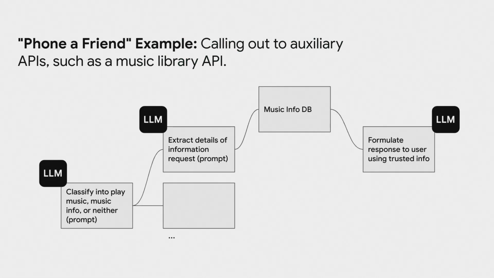So going back to the music example, if we figure out that the person's asking for information about an artist, rather than trying to fill that request from the model, we can figure out what information they are requesting, and extract that information. So going back to the design space, we're doing classification first and then information extraction. And then we're going out to a trusted resource, like a music information database. And we can either provide the information as is, or we can bring it back to the model to formulate a response with that information.